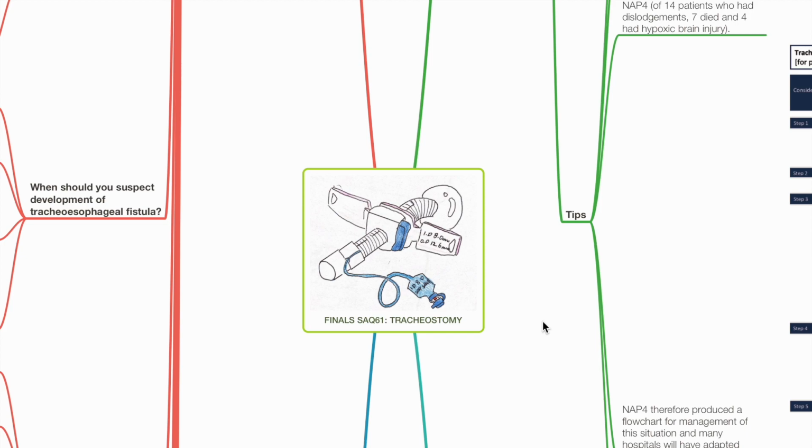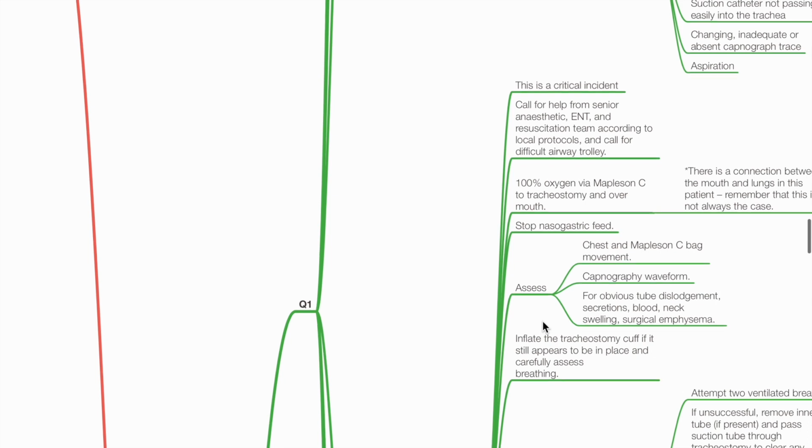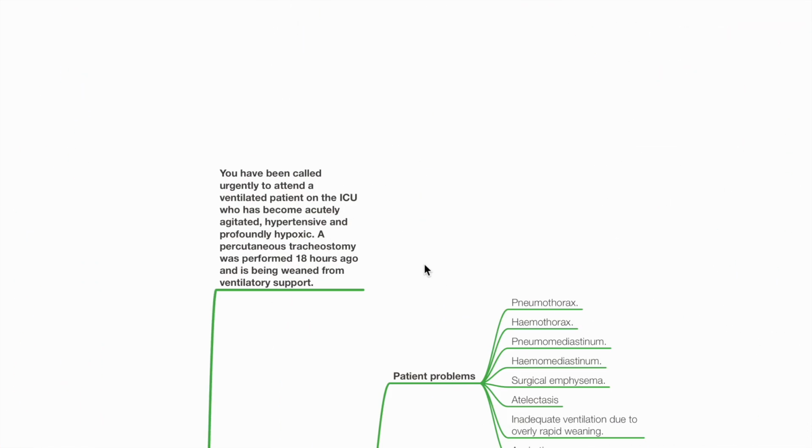Finals SAQ61 Tracheostomy. Question 1. You have been called urgently to attend a ventilated patient on ICU who has become acutely agitated, hypertensive, and profoundly hypoxic. A percutaneous tracheostomy was performed 18 hours ago and the patient is being weaned from ventilatory support.